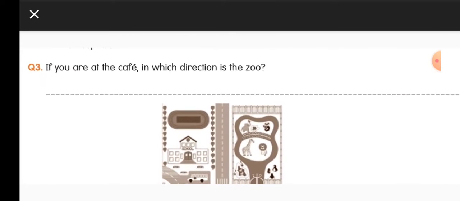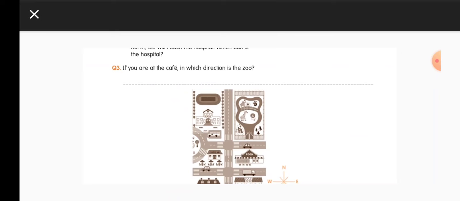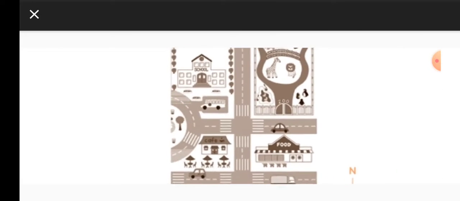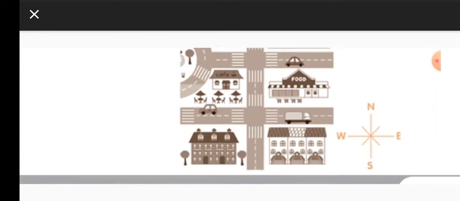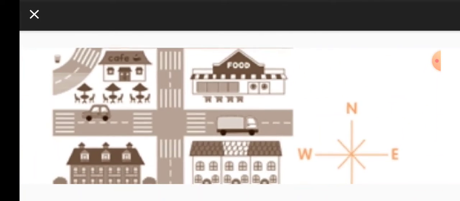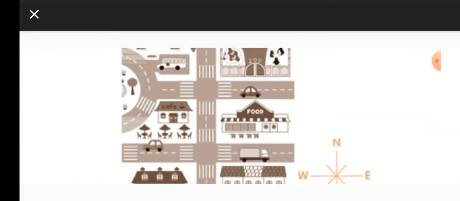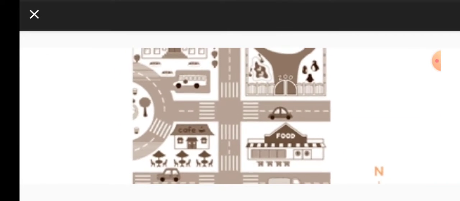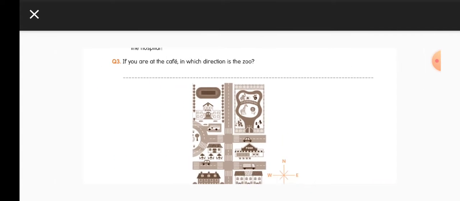Now let us do the third question. If you are at the cave, in which direction is the zoo? First of all, there are many landmarks given here, many places here. Okay, here is a building. Okay, here is another building. We can see the trucks, vehicles on the road. Here is a food court. Here is the cave. Yes, this is important because they asked from the cave which direction is the zoo. We have the school over here.